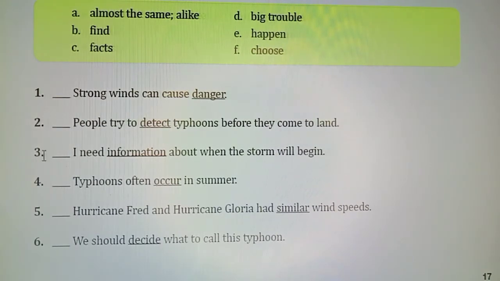The next one, number three. I need information about when the storm will begin. So, what does it mean, information? Information, facts, yeah, that's right. So, the letter C is the best answer for number three.